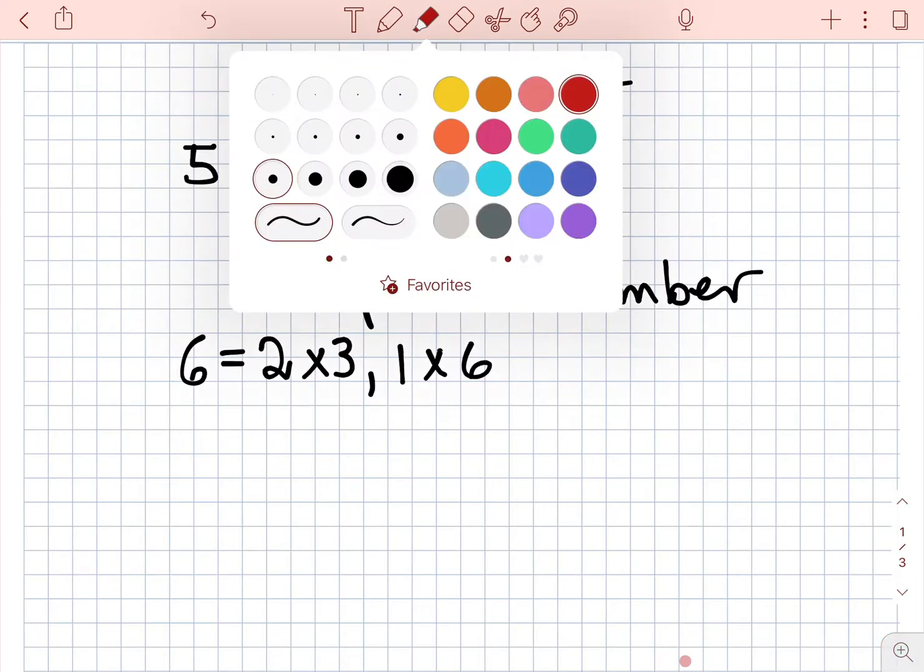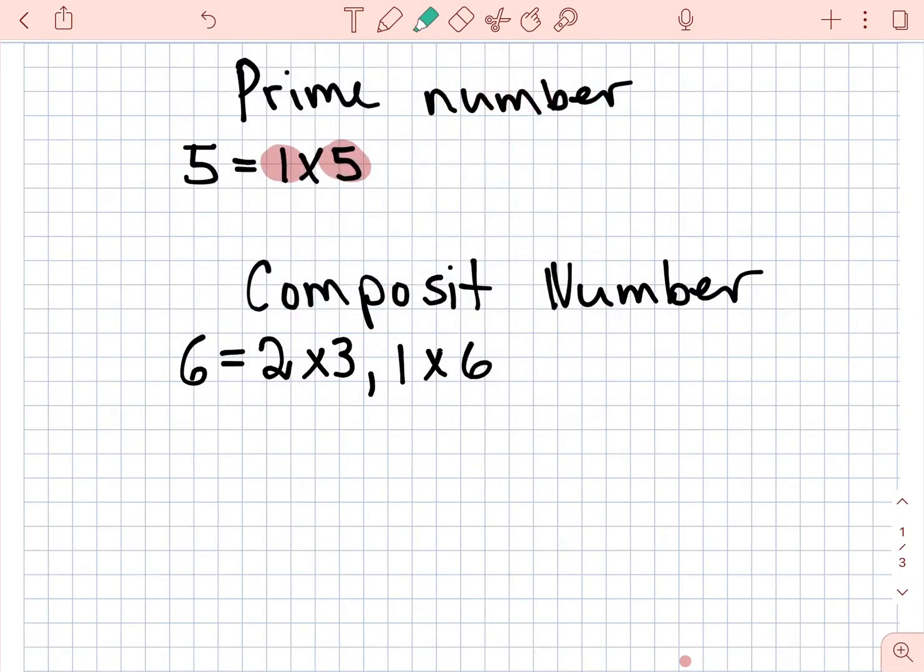And right away, I'm just going to change the color here just to show how it's different. I see that I have 1, 2, 3 different factors. 2 and 3 and 1, and 6. That's 4 factors. So the number 6 has 4 factors.